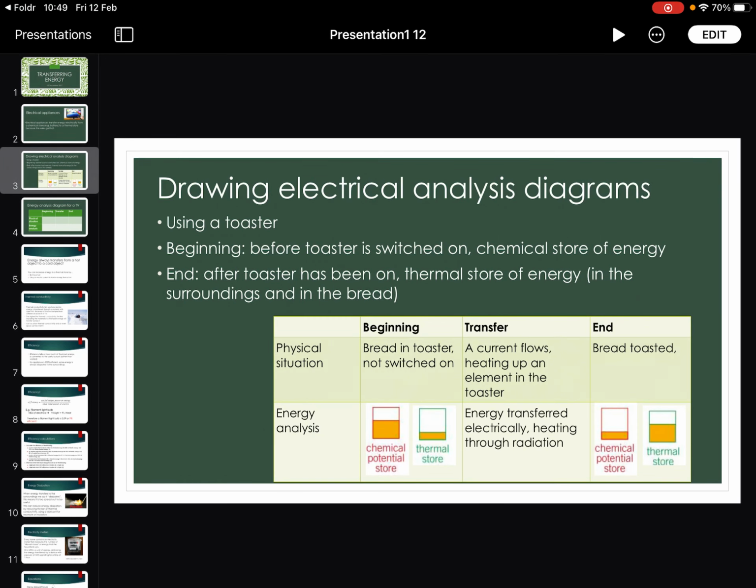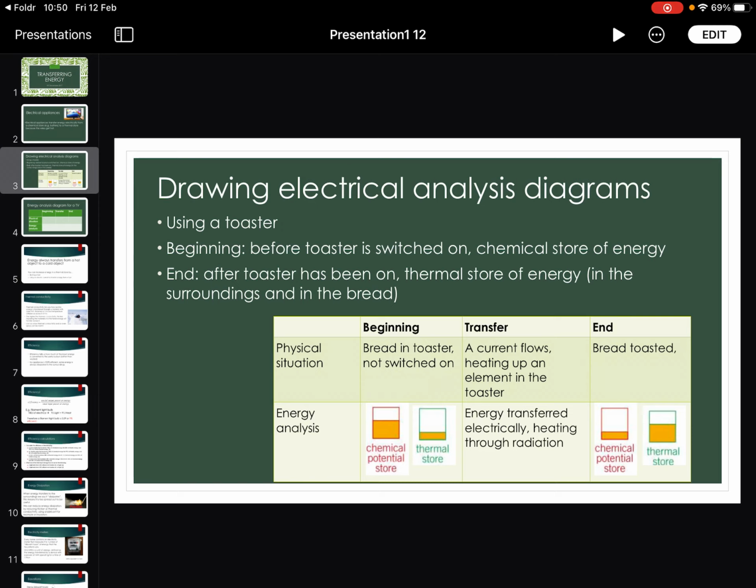Now, I'm sure you probably hated these when we did these the first time round. These are diagrams which are meant to show what type of energy started in a situation, how it's transferred, and what type of energy store we end up in. So please don't think that these are overly complicated. You just need to think where are we starting, where's the energy, how is it transferred, where are we ending, where's the energy then? So here I've got an example, using a toaster.